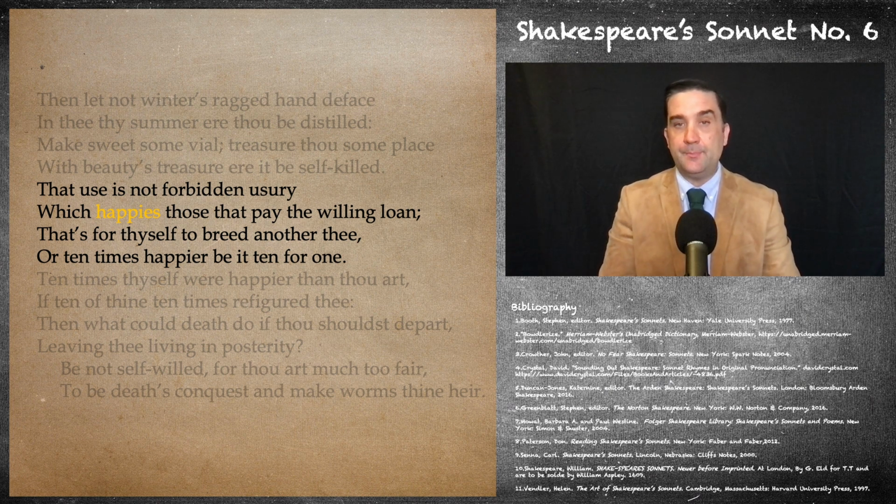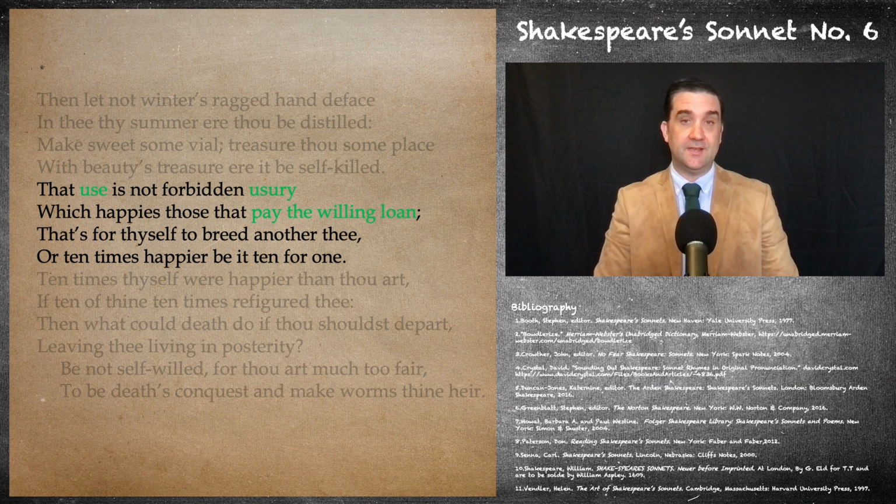So if we look at happies, if Shakespeare were to say that the young man would be made happy, that happiness is coming from outside of the young man. He's being made happy. But if he's happied, the happiness is emanating from within him.